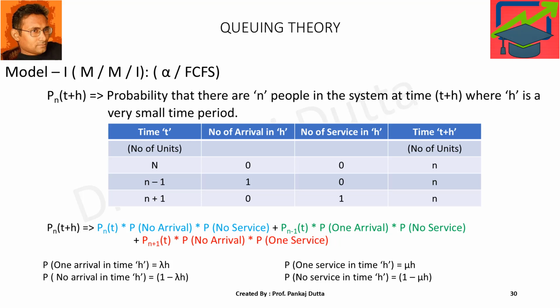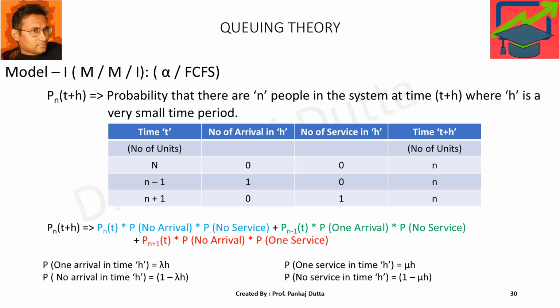If the arrival rate per unit of time is lambda, then using basic probability concepts, we can denote the probability of one arrival in time h as lambda h. Consequently, the probability of no arrival in time h can be denoted as 1 minus lambda h. Similarly, if the service rate per unit of time is mu, then we can denote the probability of one service in time h as mu h. Consequently, the probability of no service in time h can be denoted as 1 minus mu h.